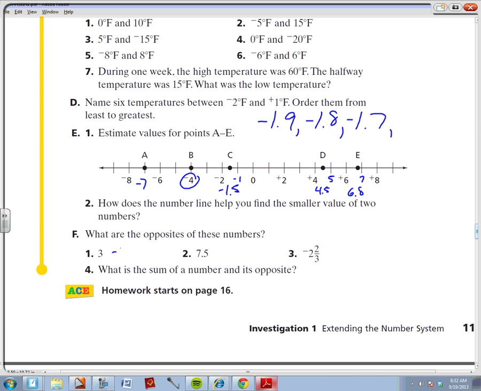And then part F, what's the opposite of these numbers? Okay, we're going to be really good at this. Opposite of 3 is -3. Opposite of 7.5 is -7.5. The opposite of -2 and 2/3 is going to be 2 and 2/3. And then the last question here, what is the sum of a number and its opposite?